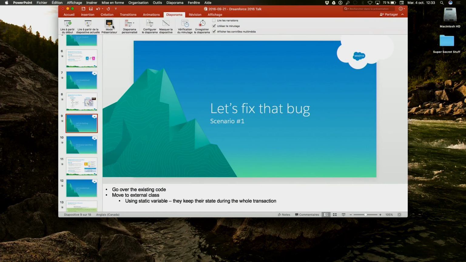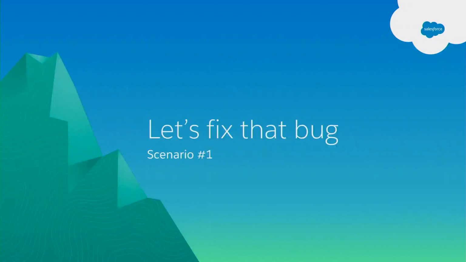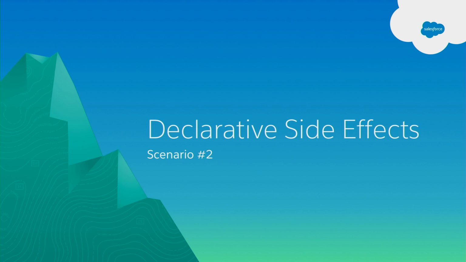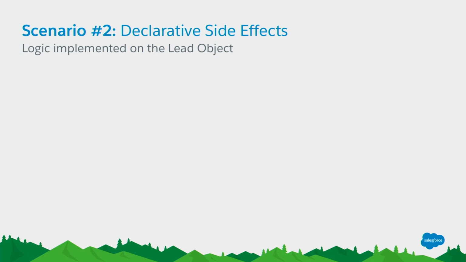So let's go back to the presentation for the second scenario. Our second scenario will talk about declarative side effects. So we've implemented some more logic, but not on the contact record, on the lead record this time.